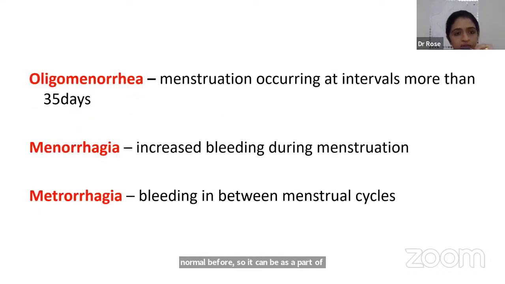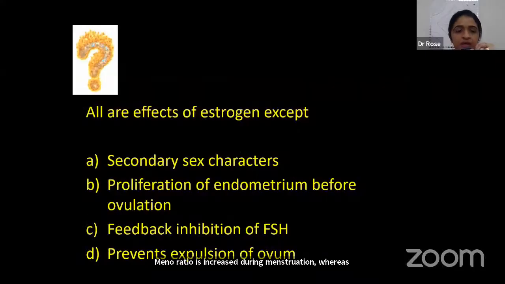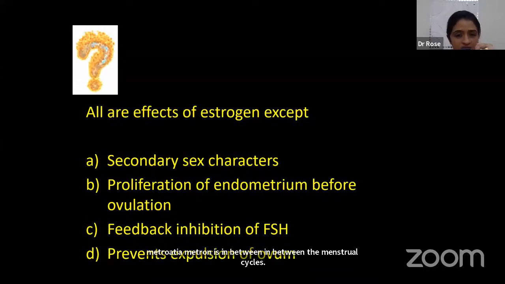So it can be a part of pregnancy. Hypomenorrhea means scanty blood flow. Oligomenorrhea means menstruation occurring at intervals of more than 35 days. Menorrhagia is increased bleeding during menstruation, whereas metrorrhagia, metro meaning in between, is bleeding in between the menstrual cycles.